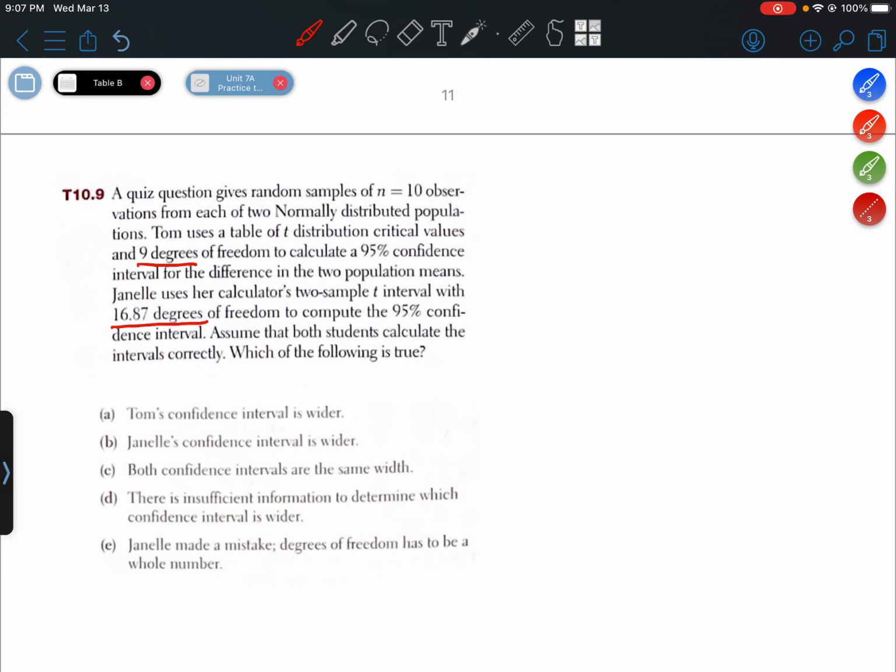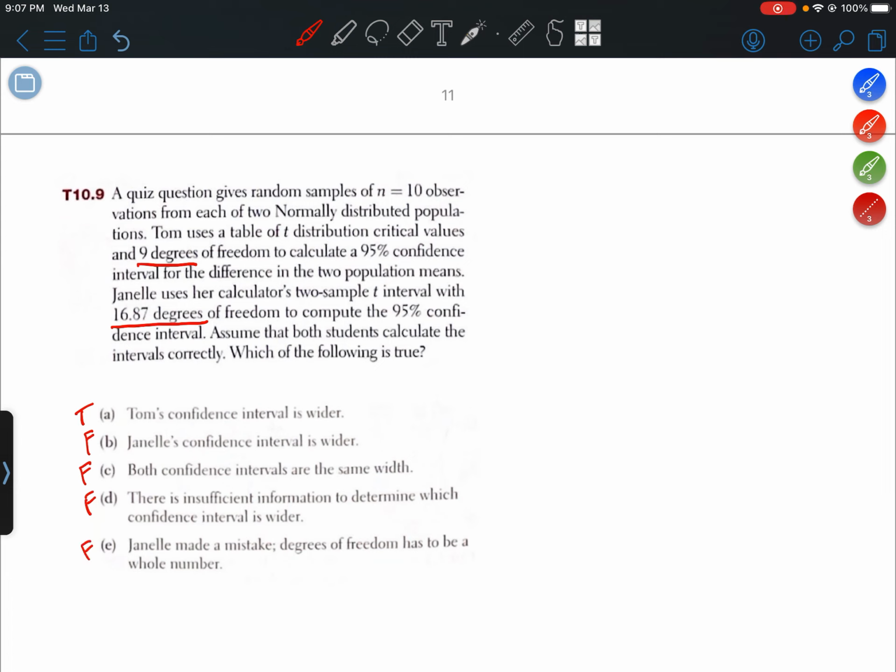All right, choice A, Tom's confidence interval is wider. That is a true statement. He'll have a bigger critical value and therefore a bigger margin of error. B is false. C is false. D, there is insufficient information? Nope, all we have to do is look at table B, so that's false. Janelle made a mistake, degrees of freedom has to be a whole number?